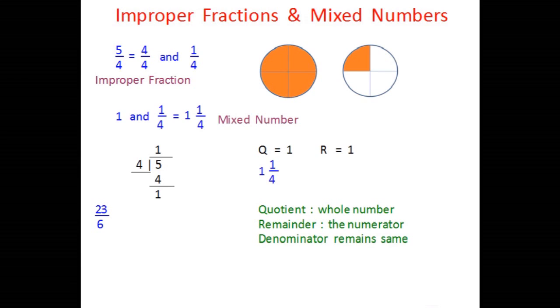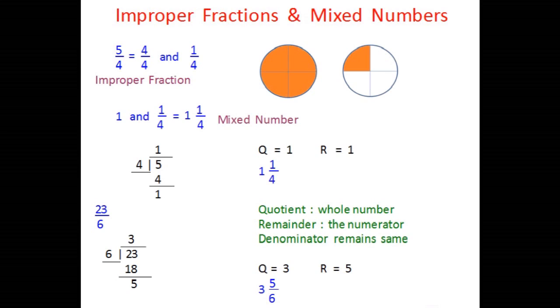Let's look at this improper fraction 23/6. Again, divide 23 by 6. 6 3s are 18. Subtract 18 from 23. Remainder is 5. So the quotient is 3. Now the quotient becomes the whole number, so we have 3 as the whole number. The remainder becomes the numerator, and the denominator remains the same. So the fraction is 5/6. So the mixed number is 3 5/6.